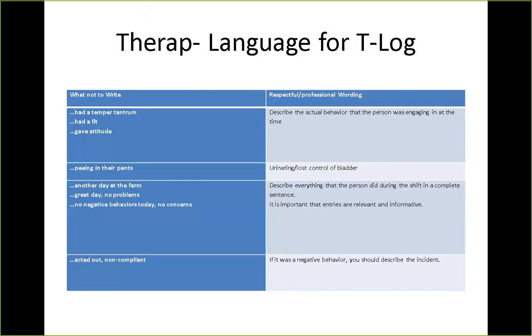What not to write: another day at the farm. Great day, no problems. No negative behaviors today, no concerns. Respectful professional wording: describe everything that the person did during the shift in a complete sentence. It is important that entries are relevant and informative. What not to write: acted out, not compliant. Respectful professional wording: if it was a negative behavior, you should describe the incident.